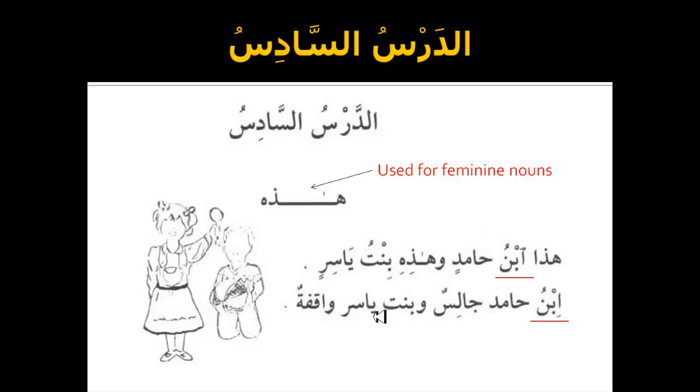And pay attention to bint. Remember, ibnu is masculine, so the description, the sifa, or the adjective has to be masculine. So it's jalisun, and this jalisun is referring to the son. Here we have Yasir's daughter. Daughter is mu'annath, feminine, so therefore the sifa describing what she's doing has to follow this noun. It is feminine, waqifatun. Alright, so keep note of that.